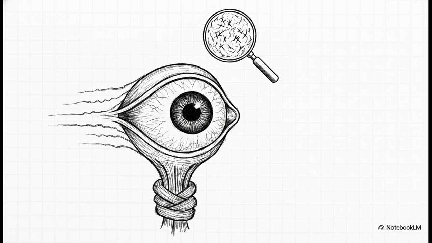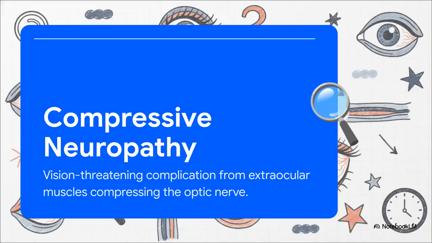Plus, because the eyes are bulging and the lids are retracted, patients are at severe risk for exposure keratopathy, where incomplete eyelid closure can actually lead to corneal ulceration. Scary stuff. But as bad as corneal ulceration sounds, there is an even more critical danger lurking at the back of the eye: compressive optic neuropathy. Guys, this is an absolute vision-threatening emergency. It happens when those massively enlarged extraocular muscles crowd the orbital apex and, quite literally, strangle the optic nerve.